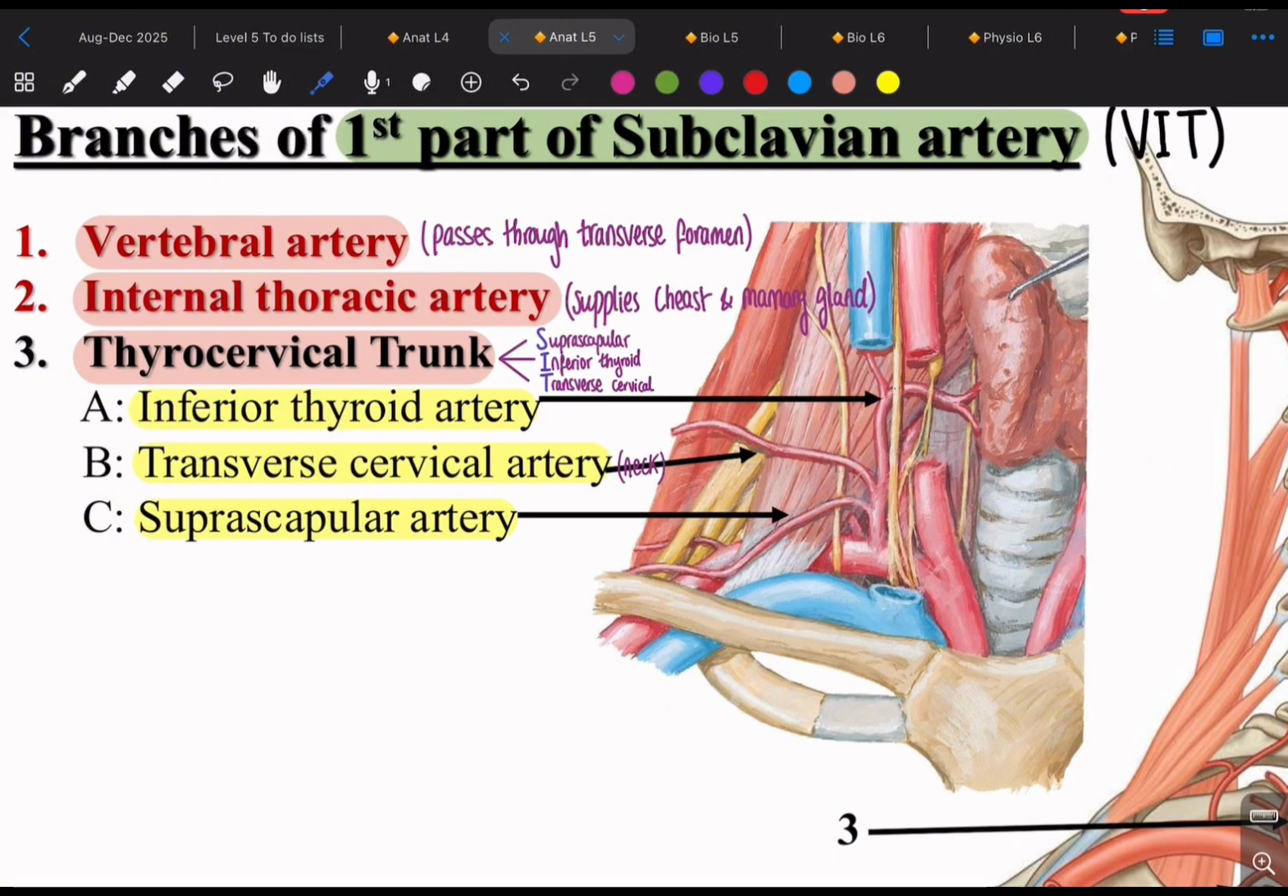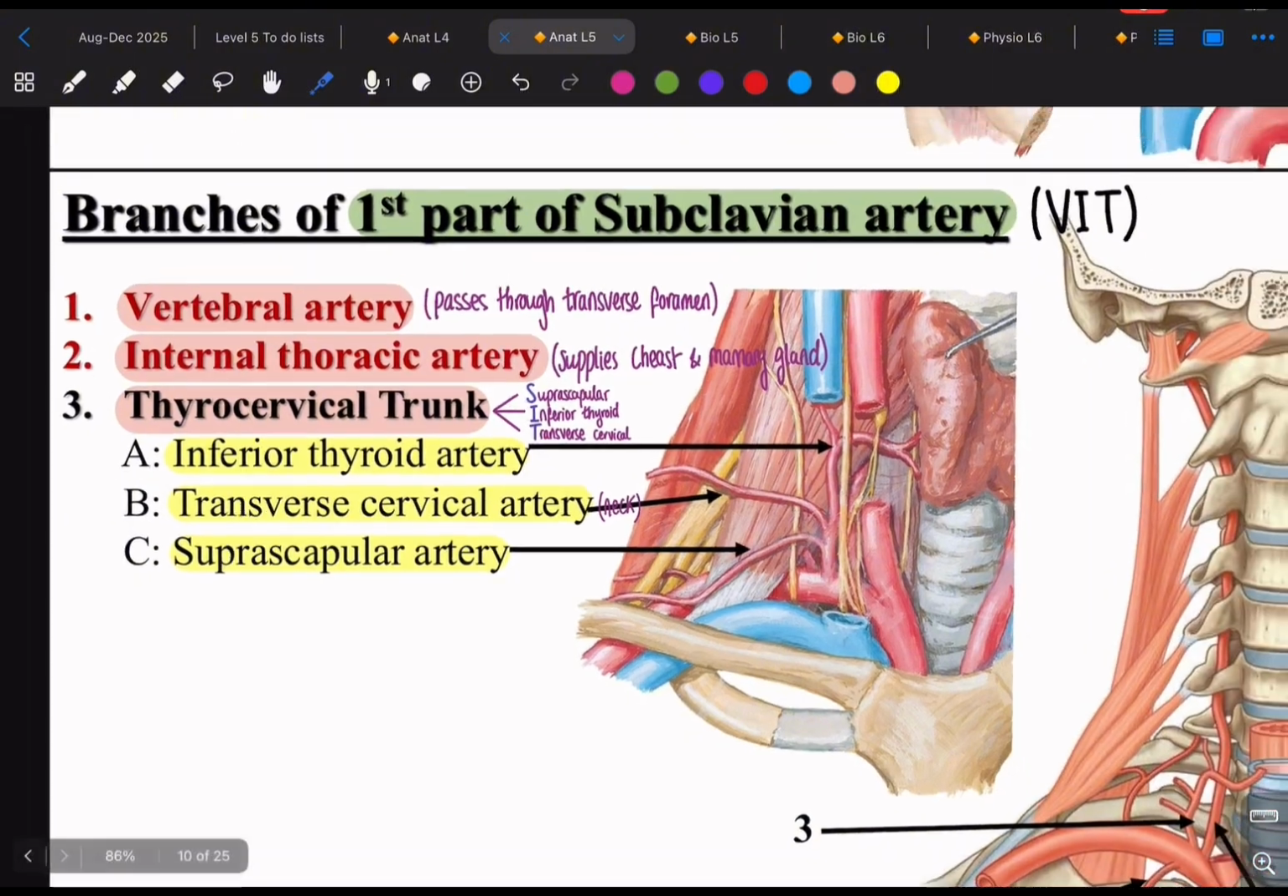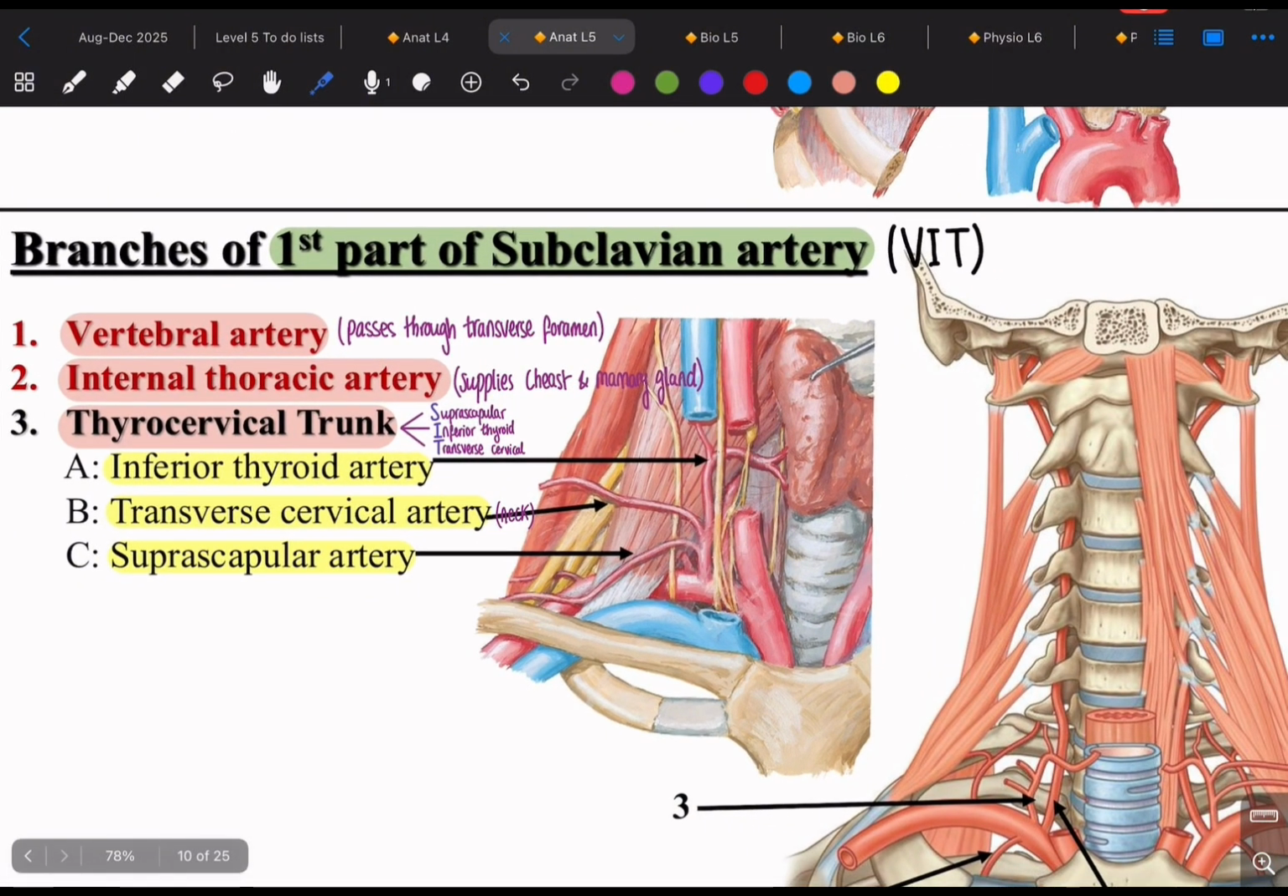And then the last branch is going to be the transverse cervical artery, which is going to go to the neck. Okay, it's going to supply the cervical area. Okay, so we're done with the first part of the subclavian artery. The branches we said are VIT, and then the thyrocervical trunk, which is the last part, which is T, is going to give us 3 branches. These are for the first part of the subclavian artery.